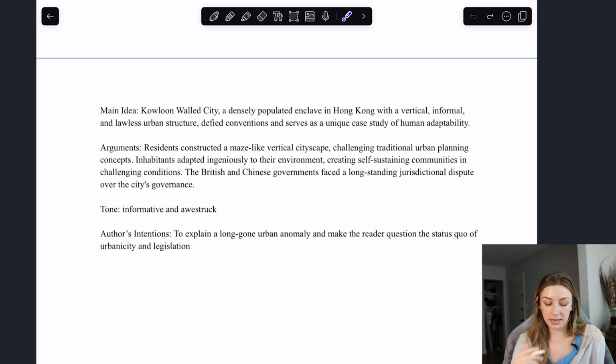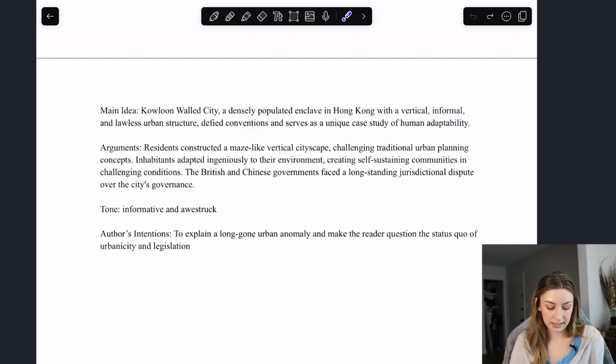Do you see how I brought in using a single word here, vertical? That is the way that I'm bringing in that argument about its architecture. Lawless urban structure, that's three words that will ping in my brain that we talked for a whole paragraph or two about the lawless nature of the Kowloon Walled City. Unique case study, that's language that I pulled directly from the passage because I thought it was a good representation of what we were talking about. I like that sentence where it was sociologists, historians, all these different people. This is a case study for them because it's so unique. And then I brought in human adaptability just with those two words, right there, human adaptability. So here I'm getting my largest arguments into my main idea.